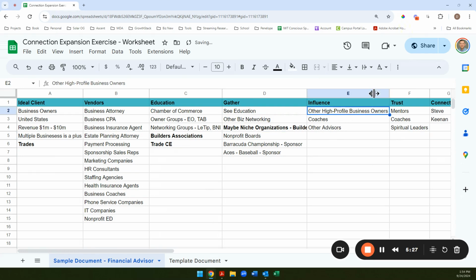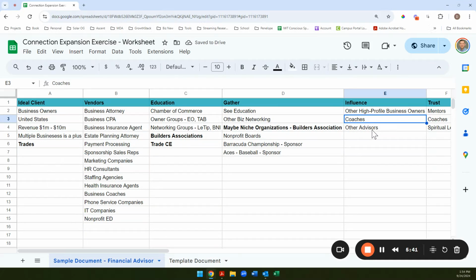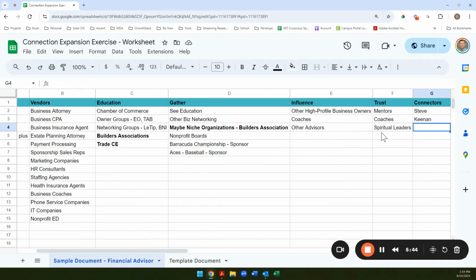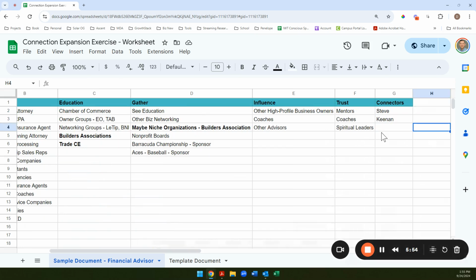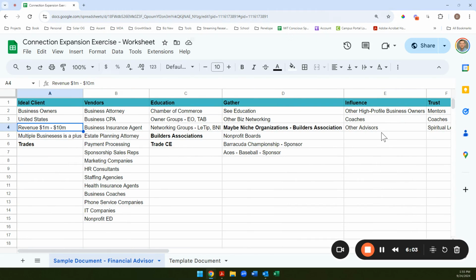Where do they seek influence? If we look at the influence piece, again, aligned with the book, who has influence over your ideal clients? Other high-profile business owners for sure, right? Whoever else they trust is going to be someone they lean into, coaches and other advisors. Who do they trust? I put mentors, coaches, spiritual leaders. These are typically the three. You could get more specific if you want with different people. And then connectors, this is where you name names. So in this case, I put two people I know who have big networks, right? And so that's the flow for the connection expansion exercise. You go through and you build this out.